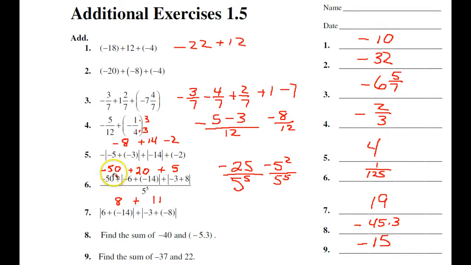Now this is a negative 50. This adds up to a negative 20, but comes out of the absolute sign as a positive. And this became a positive 5, comes out as a positive. So this adds up to 25 minus 50 gave me a negative 25 over 5 to the 5th power. Now I realize that 25 is 5 to the 2nd power. You may not have been able to pick that out, but that's a good technique.